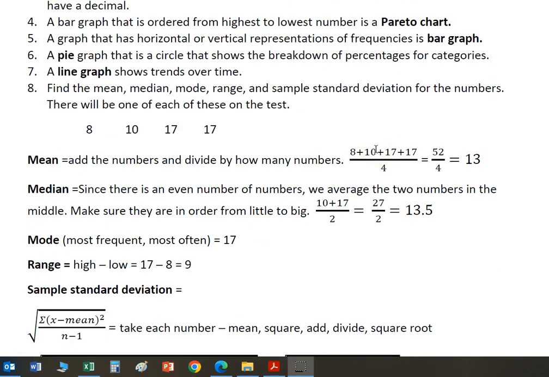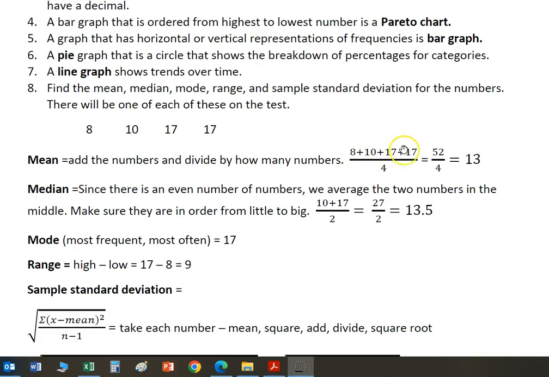Number 4, a bar graph that is ordered highest to lowest is a Pareto chart. A graph that has horizontal or vertical representations of frequencies is a bar graph. A pie graph is a circle that shows the breakdown of percentages for categories. A line graph shows trends over time.